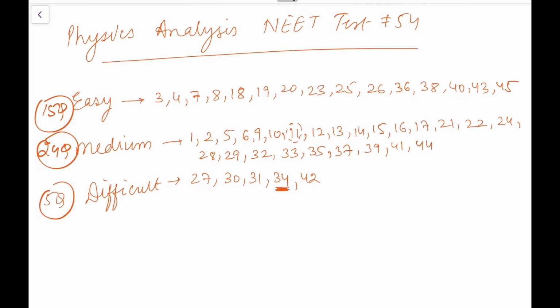In question number 11 the answer is 3.9, but they have printed it as 39, but you can make out from the option that it should be 3.9. So I'm not saying it is wrong, it's just a typo error. So apart from that, 15 were easy, 24 were medium, 5 were difficult.